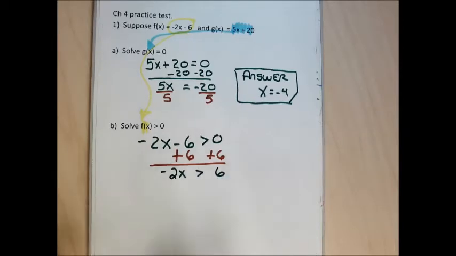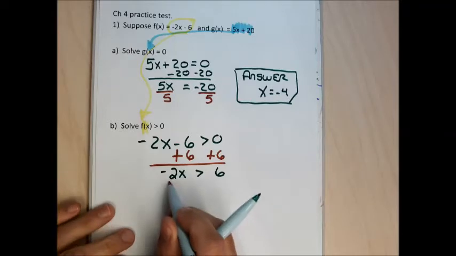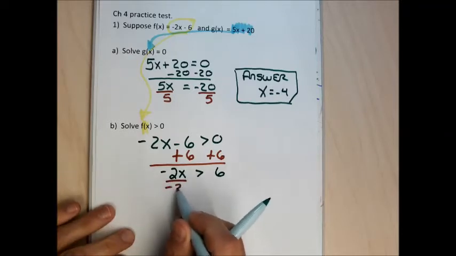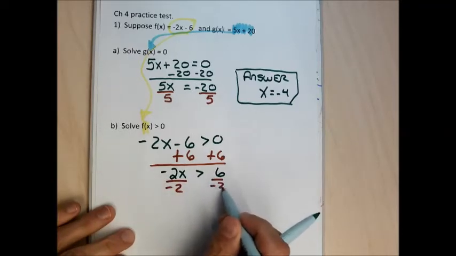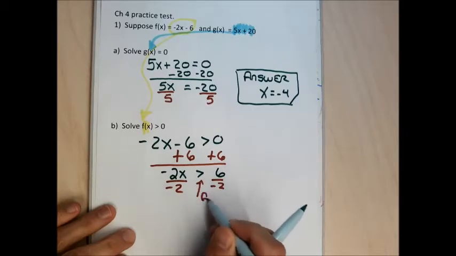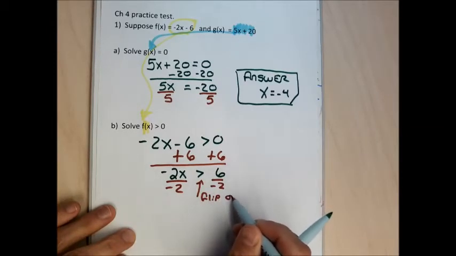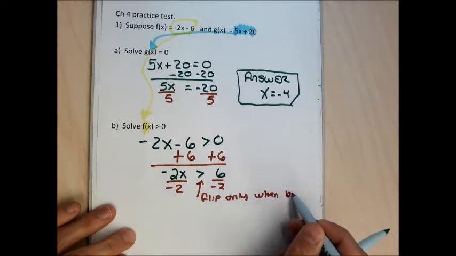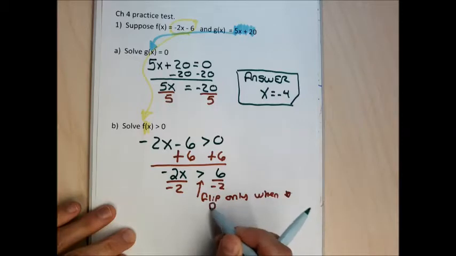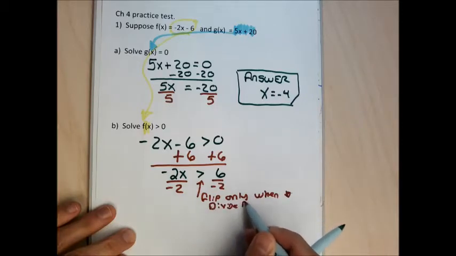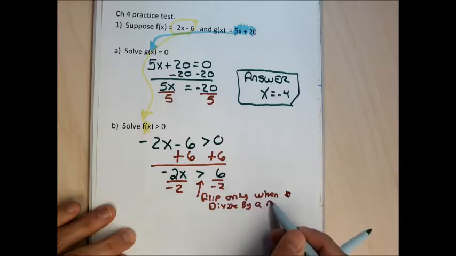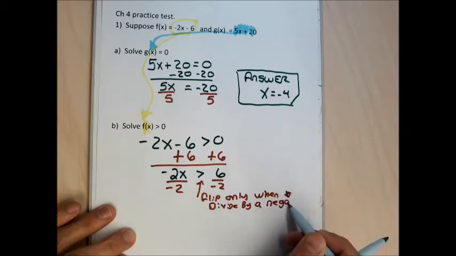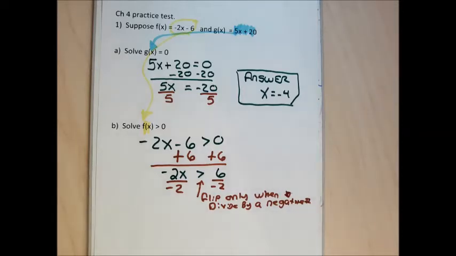So I'm adding 6 to both sides to get the x close to being isolated, and then I'm dividing by a negative 2. And you always flip, or change, only when I divide by a negative. Technically, you can multiply by a negative number and flip too. It's really multiply or divide, but for us, we usually have to divide to solve for x.